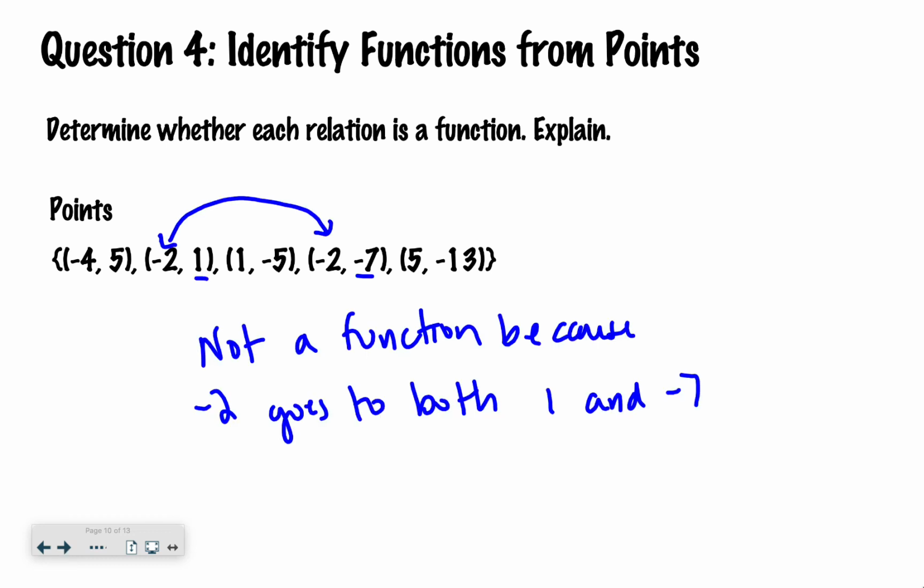Okay, for this problem, hopefully you said the answer is no, this is not a function because -2 repeats. It's not a function because -2 goes to both 1 and -7. If you have questions about that, please be sure to reach out for some help. I'm happy to help you.